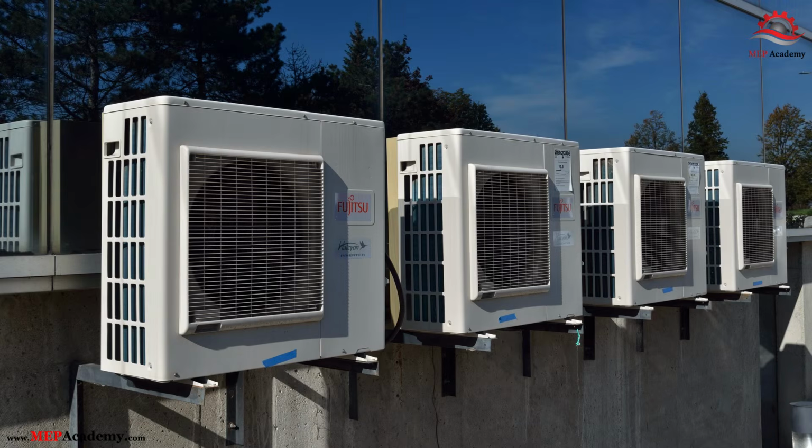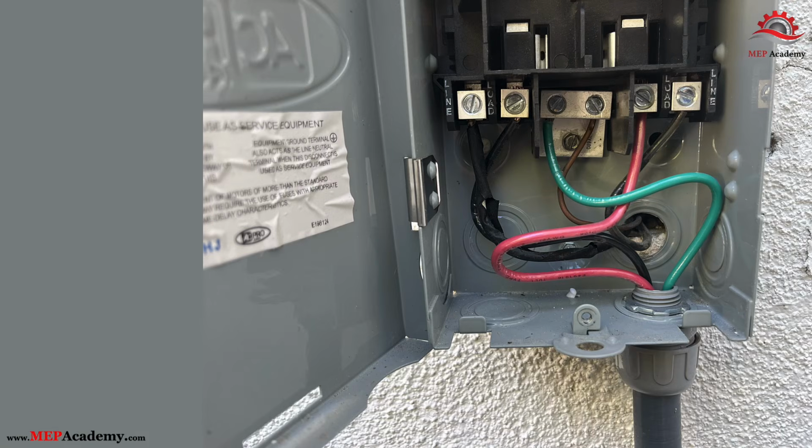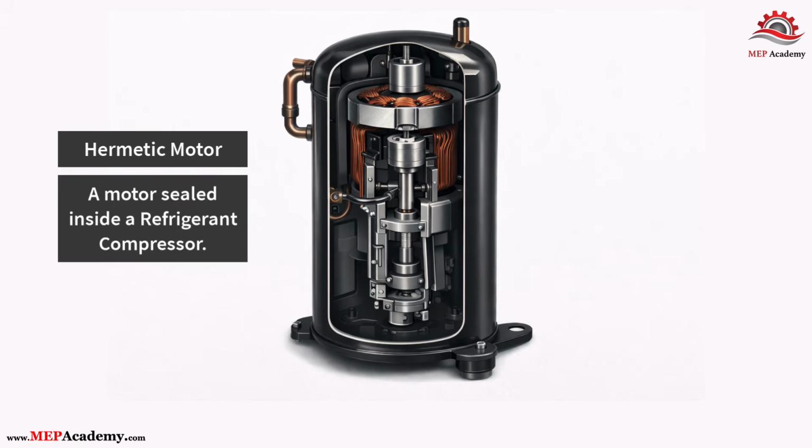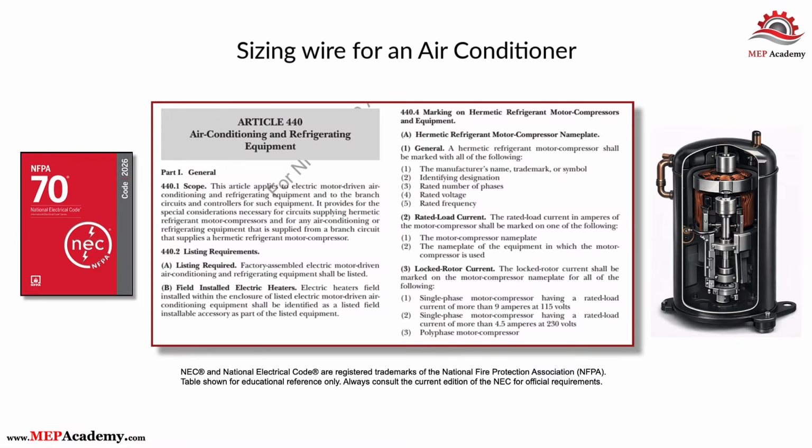Why air conditioners follow different NEC rules. Air conditioners are not wired the same way as general lighting or receptacle circuits under the NEC. The compressor inside an air conditioner uses a hermetic motor, meaning the motor is sealed inside the compressor and cooled by refrigerant rather than open air. Because of this, air conditioning equipment follows NEC Article 440, which includes special rules for conductor sizing and overcurrent protection.